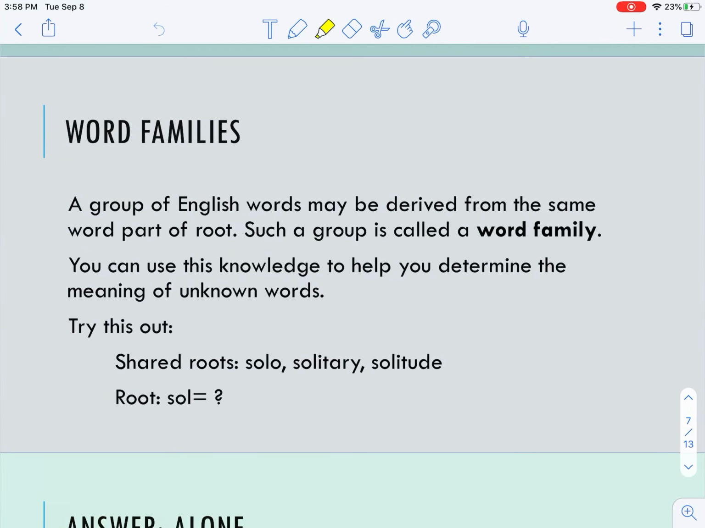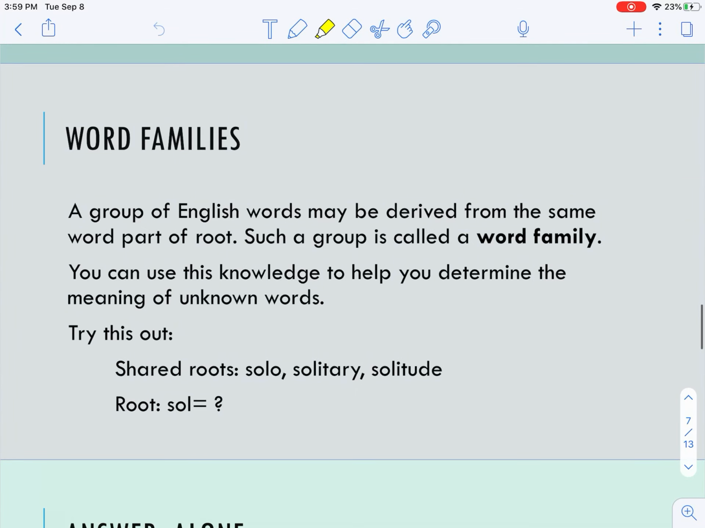We also will see that a lot of words will share a root or a base, and so they're a part of what we call a word family. You can think about different words that belong in the same word family, and that will help you understand the meaning of a new word.